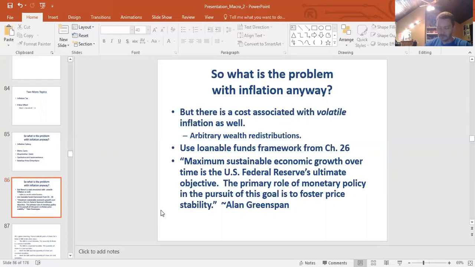This is a quote from him. Maximum sustainable economic growth over time is the Fed's ultimate objective. That part's straightforward. The primary role of monetary policy in the pursuit of this goal is to foster price stability. Price stability actually doesn't mean that prices are stable, it means that inflation is stable. It's a bit of a mix on words, but that's what it means.